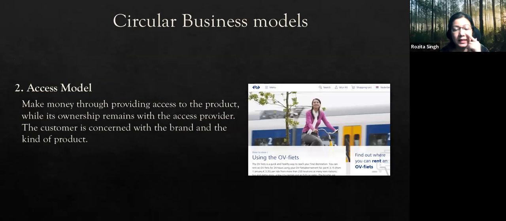Moving forward, the second model is the access model. So we saw car sharing examples. Similarly, many of you might be familiar with bike sharing models. So again, the provider is making money through providing access to the product, and by maybe aggregating the service or decentralizing the service in terms of provision. So bike sharing models where you have pickup points and drop-off points. So you don't again need to really own the cycle or that ride. You can just rent it for the duration of time that you need it.